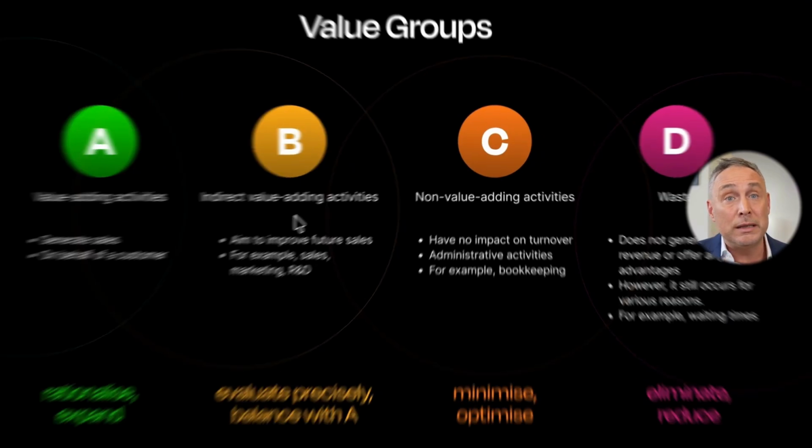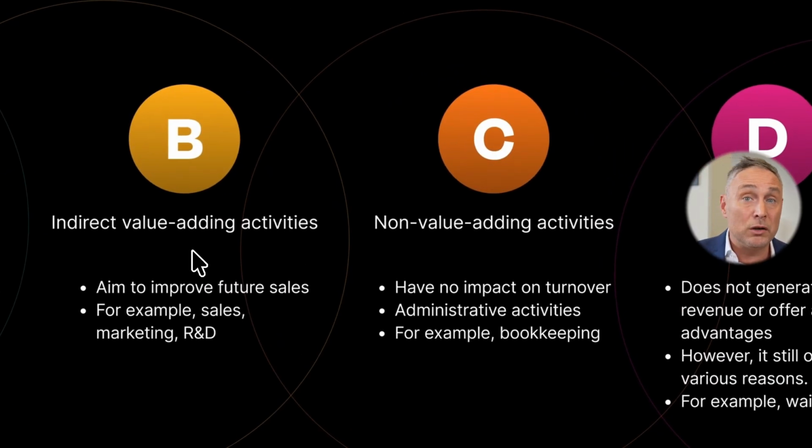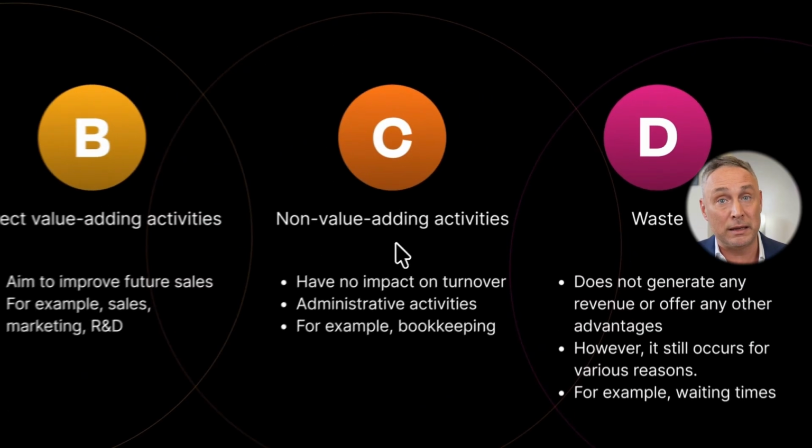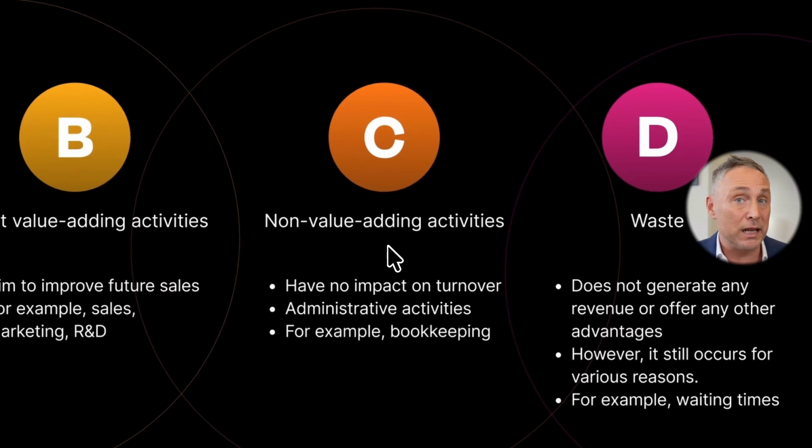Value group C is orange. These are non-value creating activities. They have no impact on revenue, but still need to be done. Typical examples: accounting, administrative tasks, HR, SEO. Value group D is red. That's waste. Activities that bring neither revenue nor any other benefit. Technical failures, waiting times, failed projects. This happens for various reasons but should be tracked.